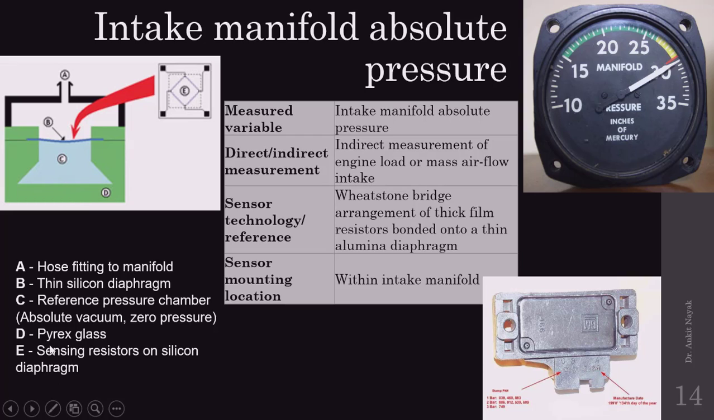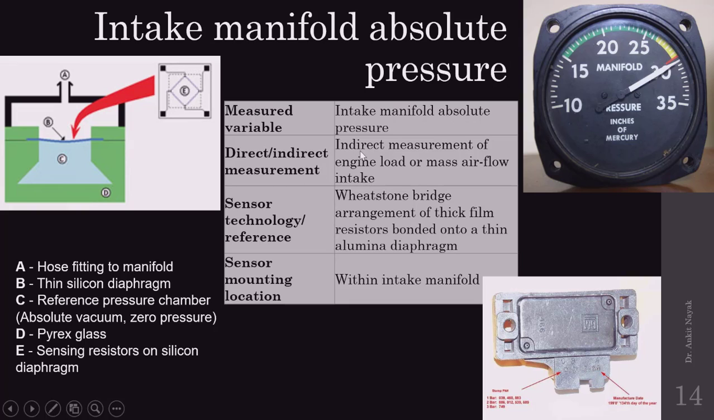Then D is the Pyrex glass, and E is the sensing resistors on the silicon diaphragm. So silicon sensing resistors are used in these sensors basically. This will be used to measure the pressure inside the intake manifold. And here you can also observe the display which we can put on the dashboard of your car or vehicle. So in this case, what will be the measured variable? The measured variable will be the intake manifold absolute pressure.